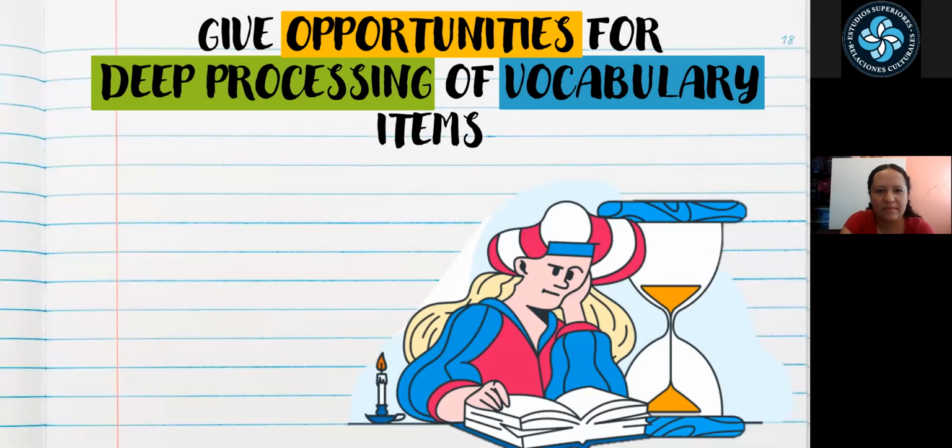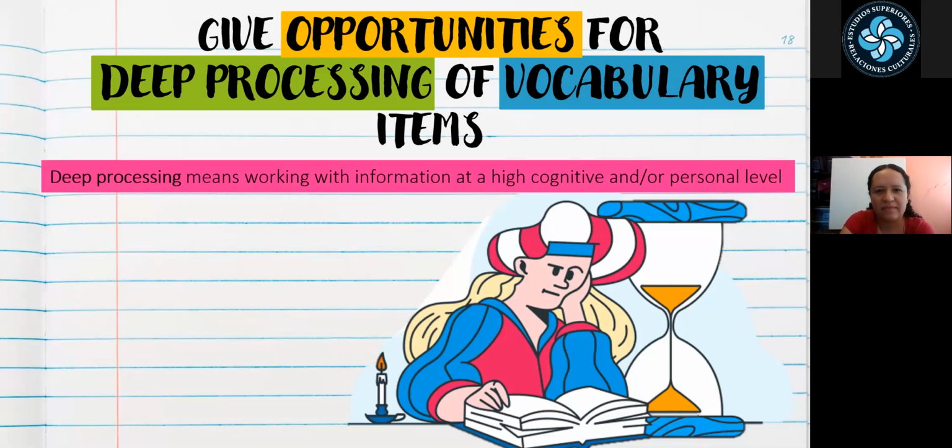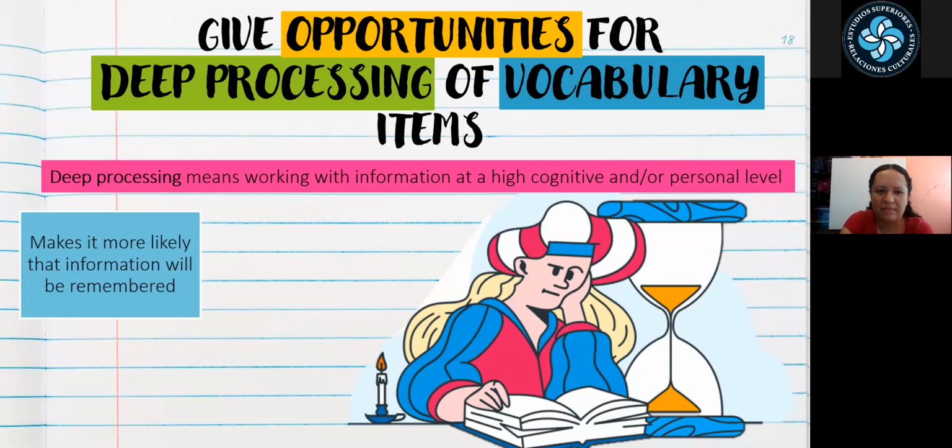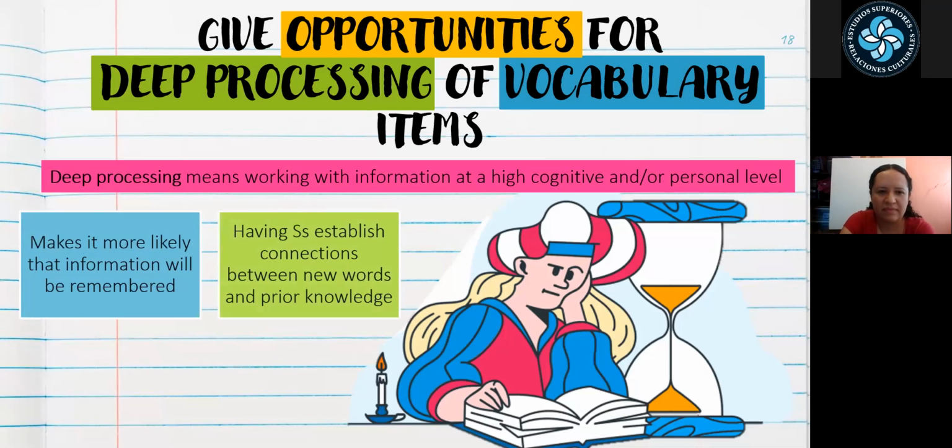The next principle is called give opportunities for deep processing of vocabulary items. Basically, deep processing means working with the information on a personal level. How is that? For example, it is going to help because the students are going to remember the information. Students can start connecting the new words with prior knowledge. That is very important.